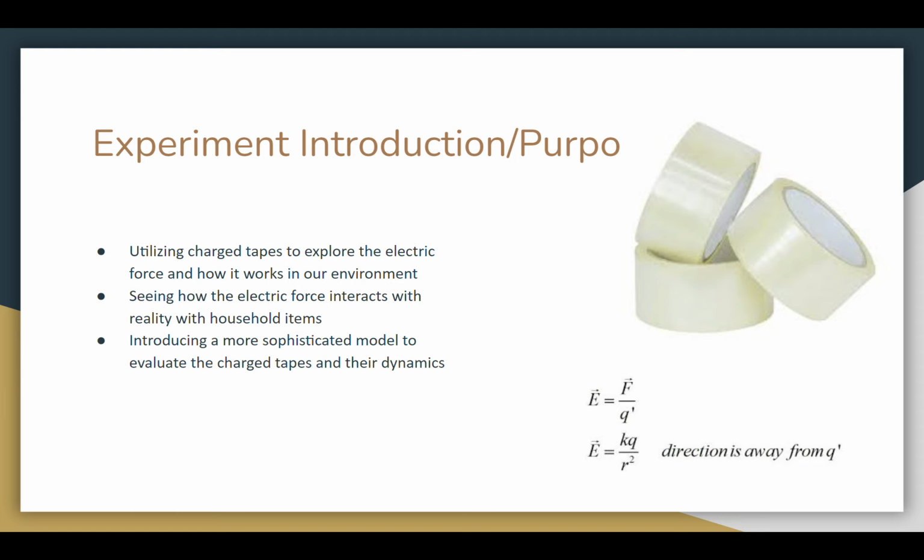And the main thing that we're going to be considering today is the fact that electric field is equal to kq over r squared, and also that electric force is just the field multiplied by charge.